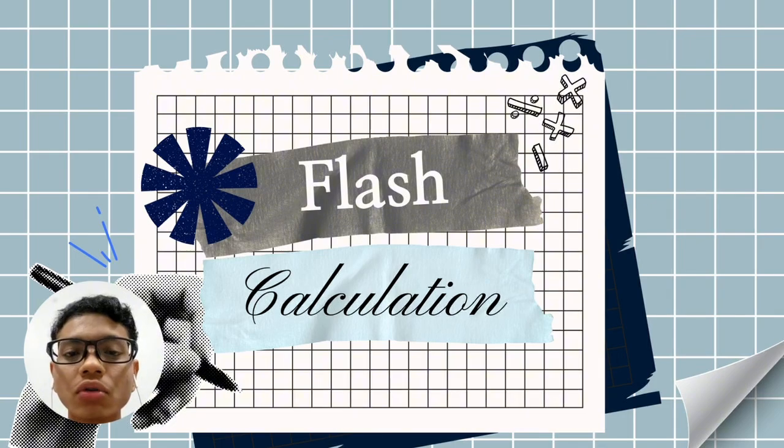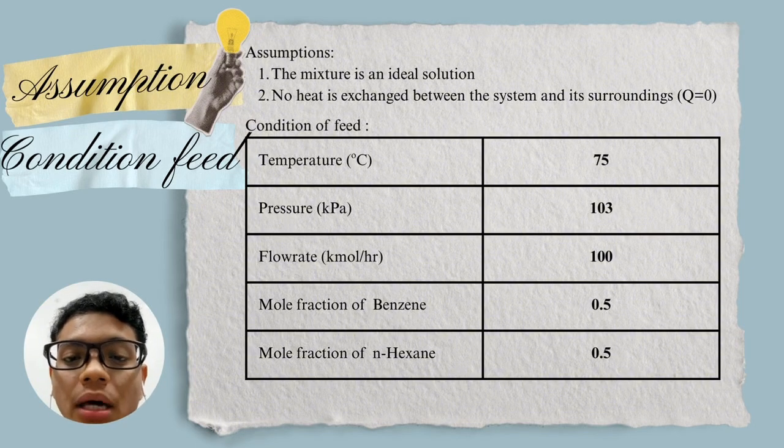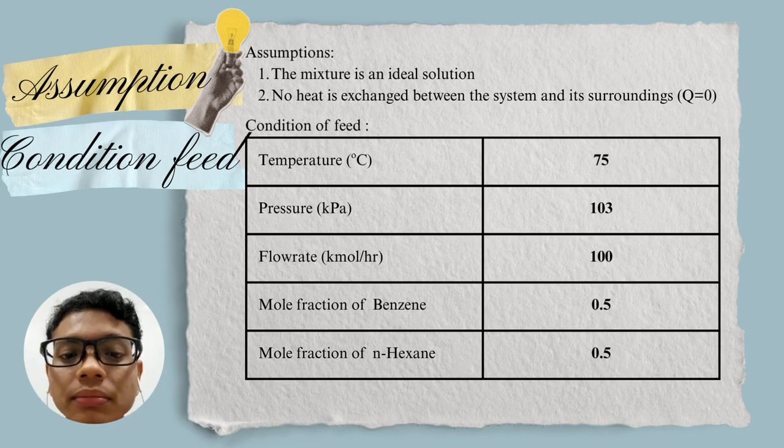So now let's move on to the flash calculation. For the assumptions, we make two. The first one is that the mixture is an ideal solution, as stated in the equation. Next, we assume no heat is exchanged between the system and the surroundings, which is Q equal to 0. Then for the condition of the feed, we choose a temperature of 70 degrees Celsius, which is between the boiling points of n-Hexane and benzene. For the operating pressure, we choose 103 kPa. For the flow rate, we choose 100 kmol per hour. And lastly, the mole fraction of benzene and n-Hexane is 0.5 each.